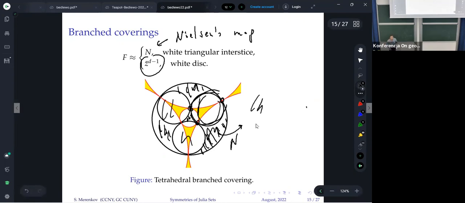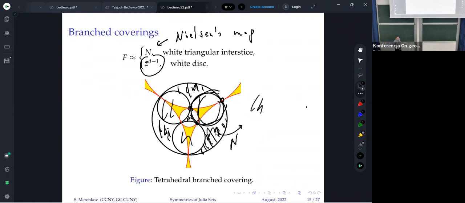Okay. And so we have a branch covering, but it's an orientation reversing branch covering of the sphere, and you can also count the degree of this branch covering. The degree will be the number of triangular interstices minus 1. So in this case, the degree will be 3. You can easily count that.